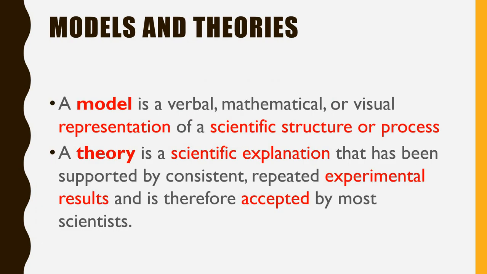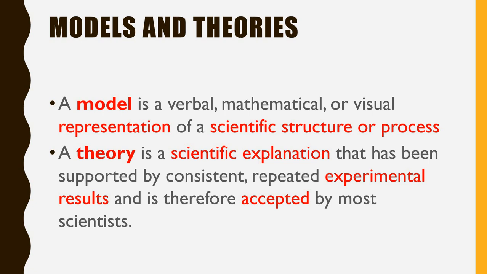Okay, so we're going to be using a model to explain everything with the states of matter and how they change. So we're just going to establish what is a model and what's a theory when we're talking about science. A model is a verbal, so it could just be a statement, mathematical, a formula, or a visual, like a drawing or illustration, representation of a scientific structure or process. So it's explaining something that we see.